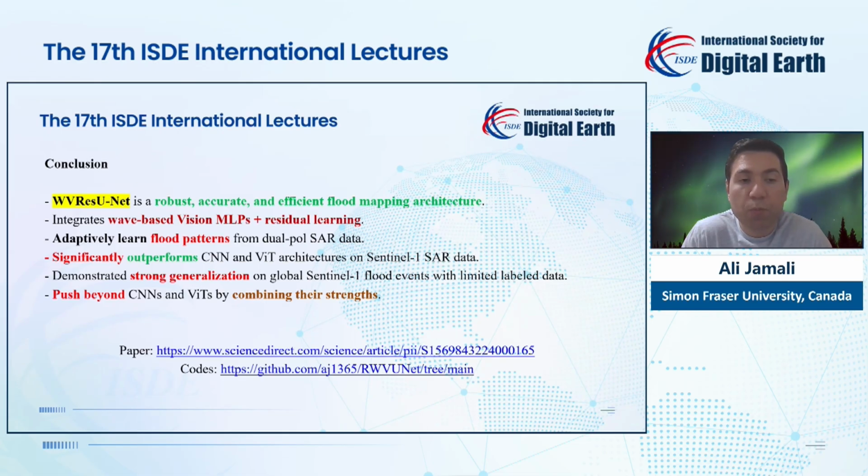So the model pushed beyond CNNs, which are excellent at capturing local information, and ViTs, which are excellent at capturing global information. So we combine them there to create a model which is strong enough to detect floods accurately out of Sentinel-1 SAR data.